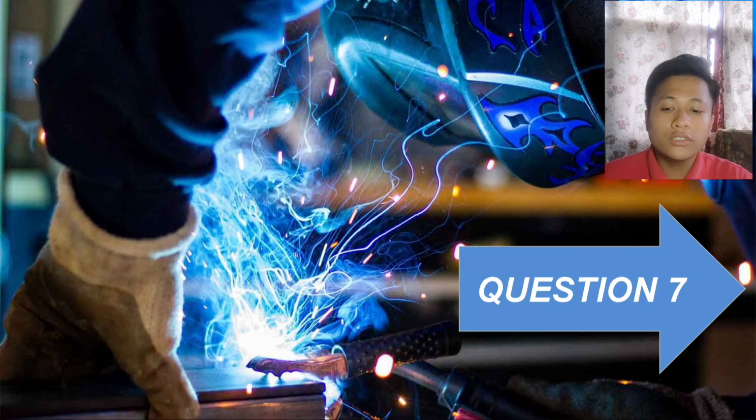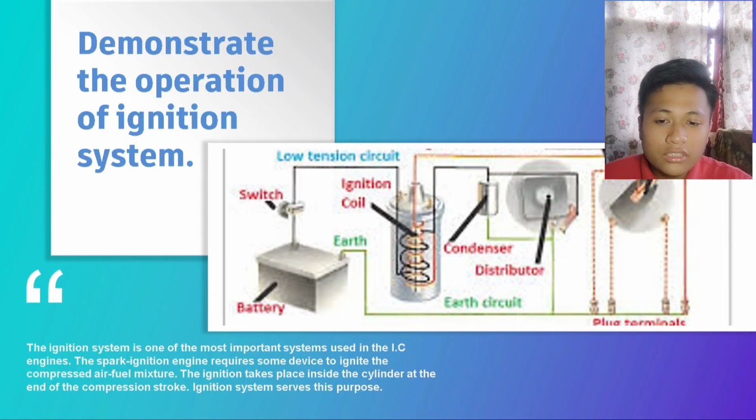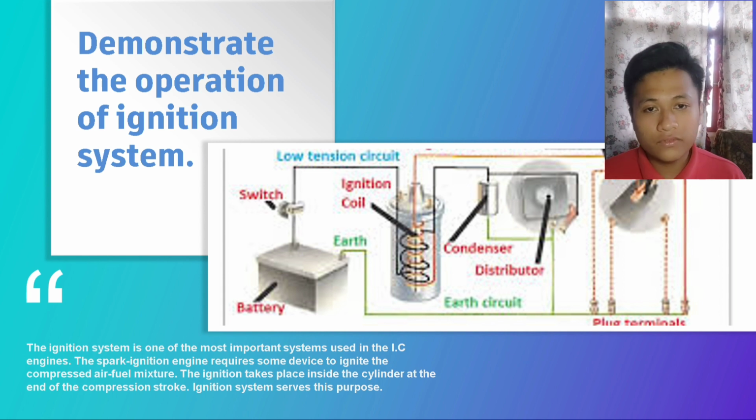Next, question 7. Demonstrate the operation of the ignition system. Ignition system is one of the most important systems used in the SI and IC engine. The spark ignition engine requires some device to ignite the compressed air-fuel mixture. The ignition takes place inside the cylinder at the end of the compression stroke. Ignition systems serve this purpose.